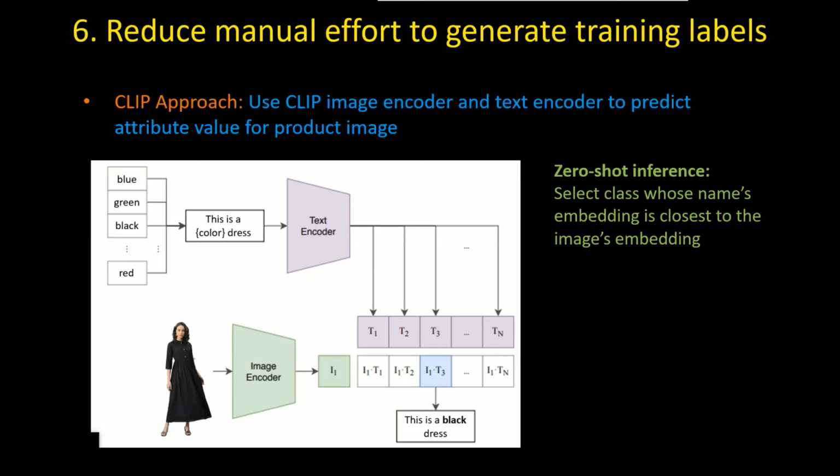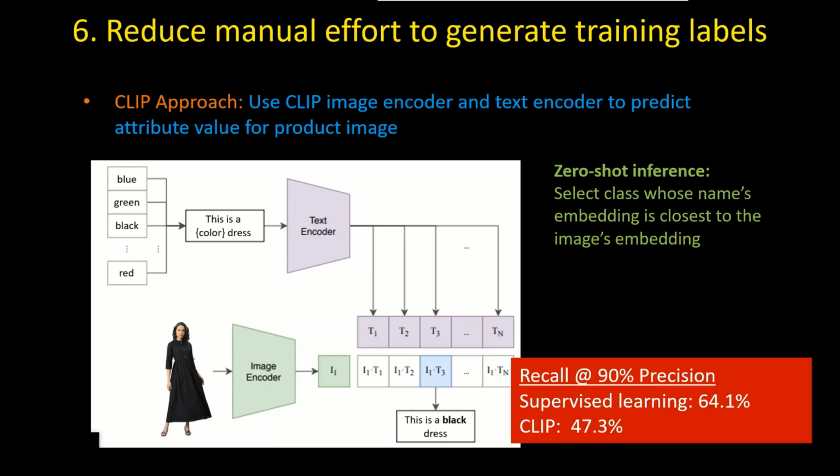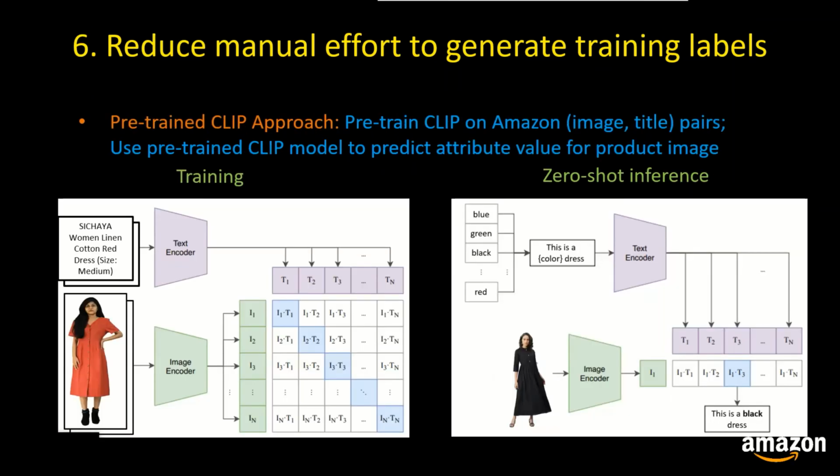Next slide. CLIP has a 47.3% recall at 90% precision. If you look at the number here, this is much worse than the supervised learning model. This is because CLIP is pre-trained on 400 million image-text pairs collected from a variety of publicly available sources on the internet. Essentially, Amazon data is not used here during pre-training.